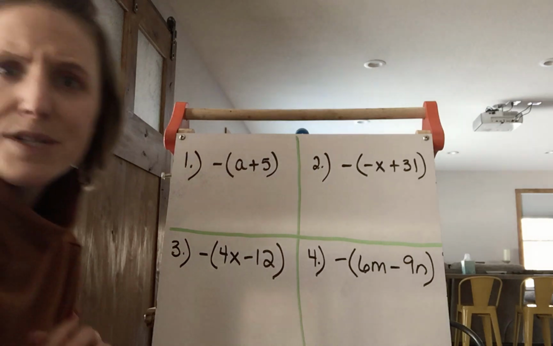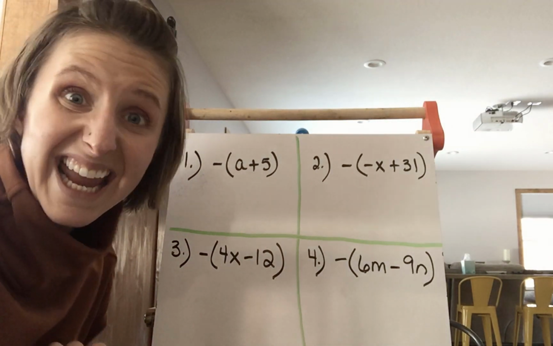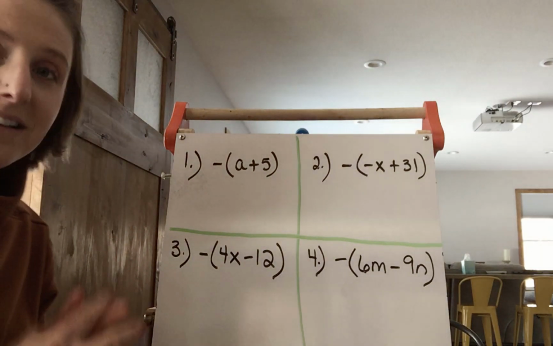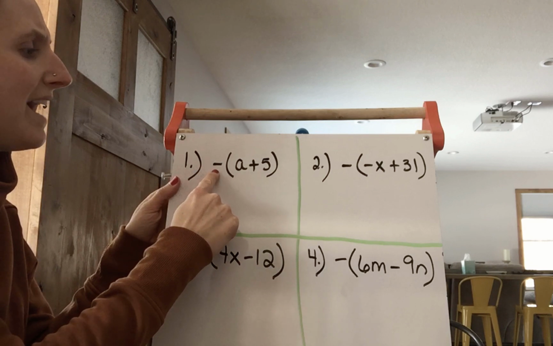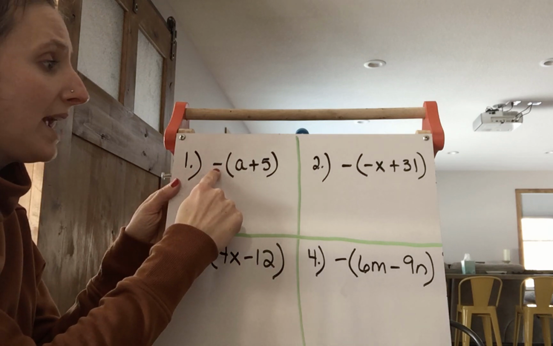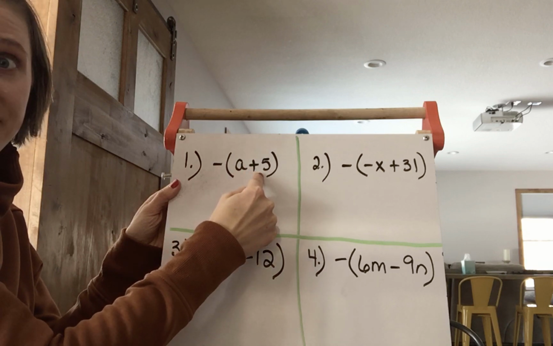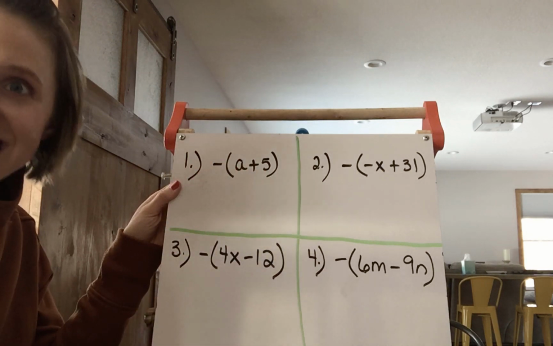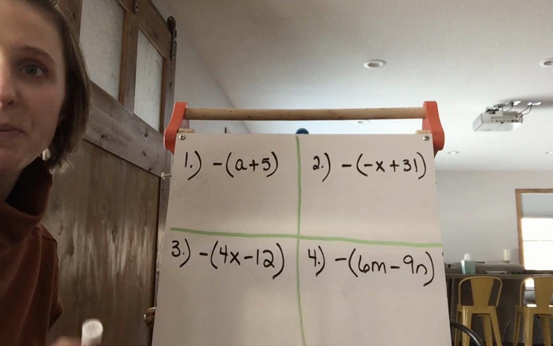So Mrs. Kluver, how is 4.5b lesson different than the 4.5a lesson? Well, let's jump into number 1 here. We have take away the quantity a plus 5. Here's the thing. We might get a little stumped. Those minus signs tend to trip us up.